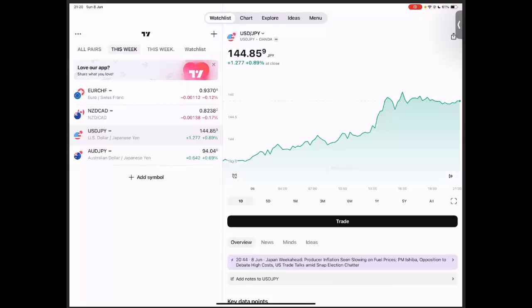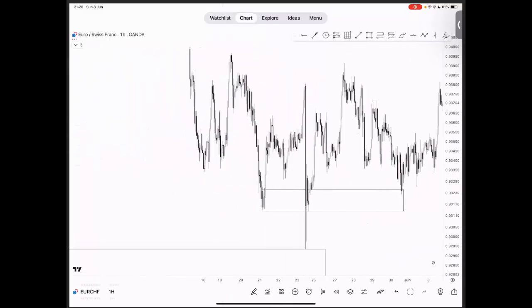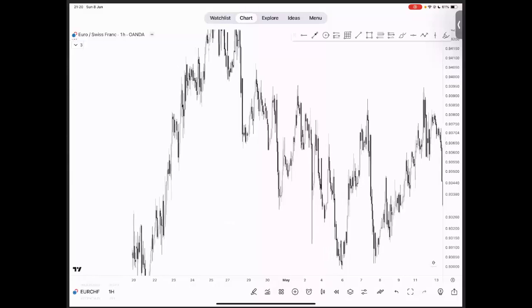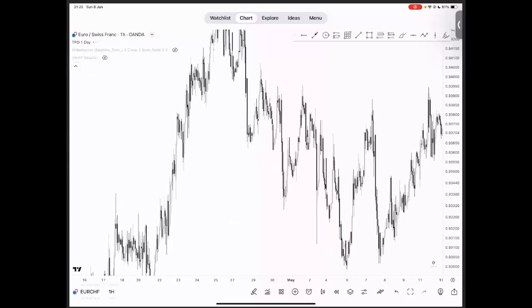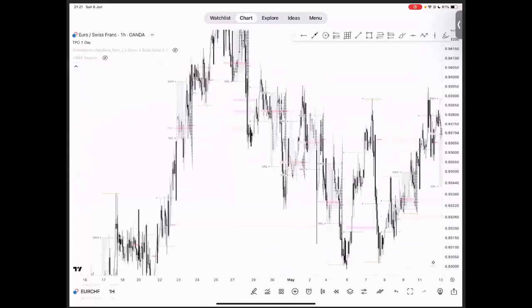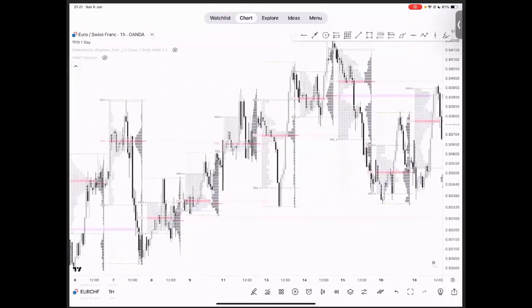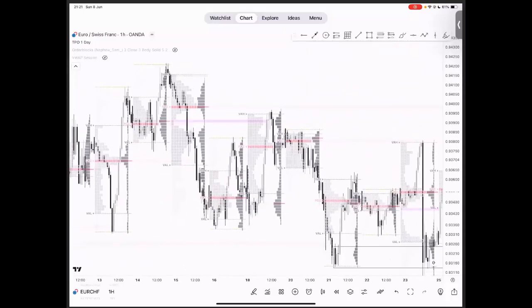Now, if you go to, let me just pick one of these pages. All right. So this is EURCHF, and this is the TPO indicator. All right. This is a TPO indicator. I already showed you guys the settings and all of that, right?